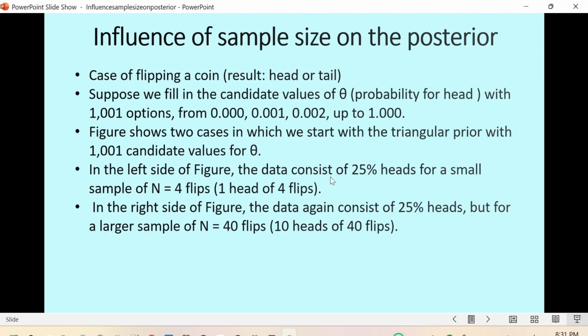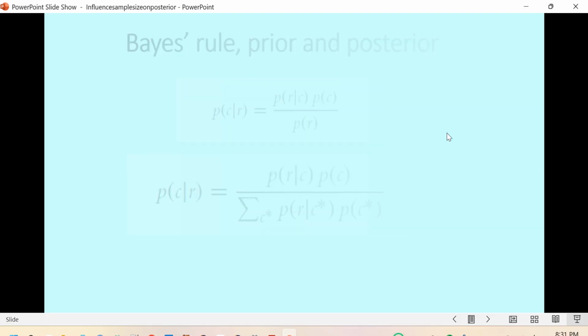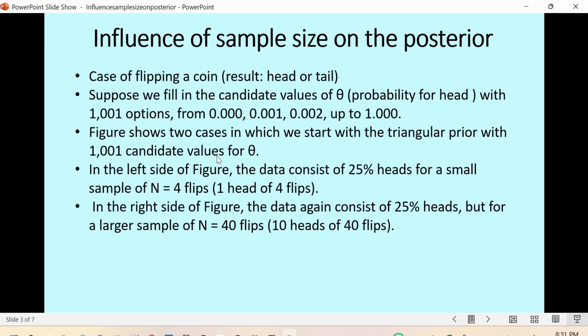So we know the likelihood is the data, right? Because we will calculate the conditional probability of the data occurring given different values of the parameter. So this is the likelihood, or say that this is the data. So we will plot the prior and the data, or say the likelihood, and we'll get the posterior for these 1,001 theta values. And for the data, there are two different scenarios.